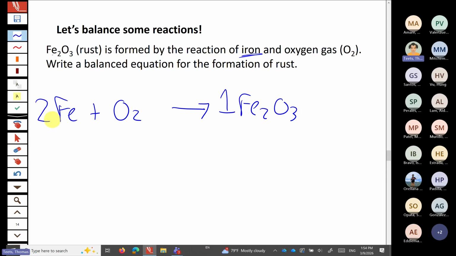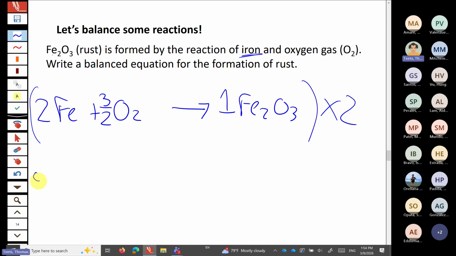And then similar story as last time. Our product has 3 oxygens. O2 has 2 in the formula, so we would need 3 halves or 1.5 as a coefficient there to give us 3 oxygens on each side. This one also ended up with a fractional coefficient, so if we want whole numbers, we need to double everything.